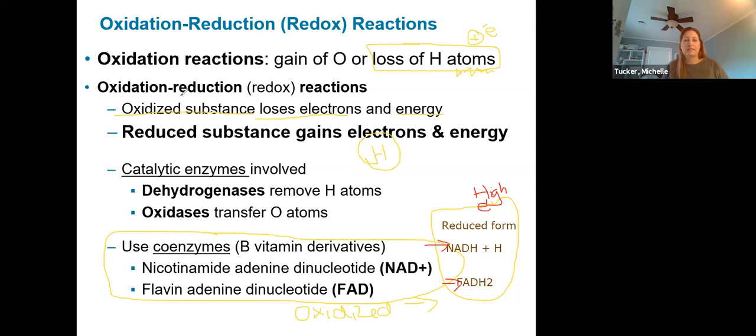With oxidized substances, they lose electrons, they lose hydrogen atoms, and they lose energy. Reduction is associated with an increase in energy.